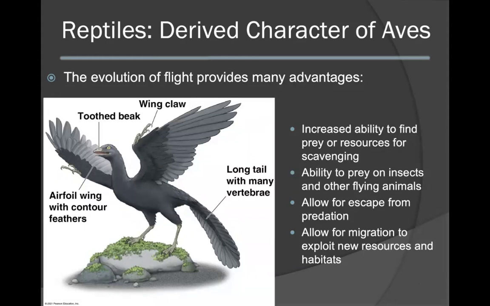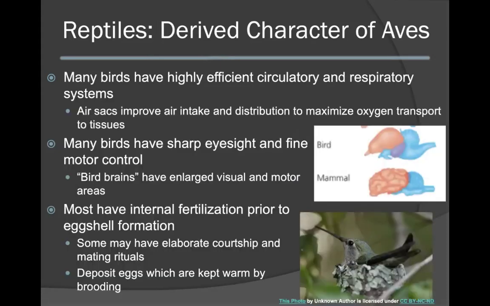The evolution of flight provided many advantages to species. This includes the increased ability to find prey or resources for scavenging, the ability to prey on insects as well as other flying animals that are not available to non-flying animals. In addition, it allows for escape from predation and the ability to migrate to new areas when resources become scarce.